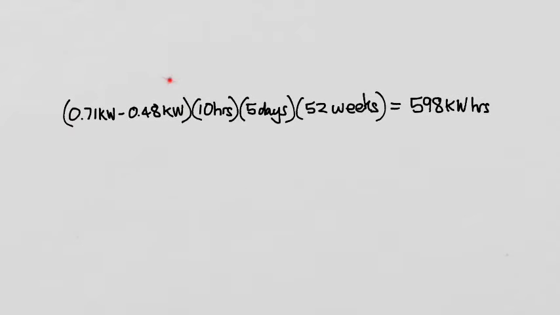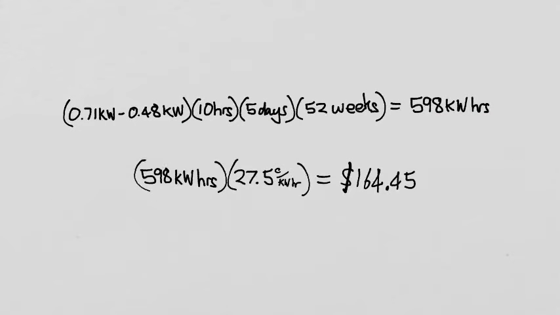The difference between the kilowatt power consumption of the fan on the soiled air conditioner versus the clean air conditioner, when multiplied out by 10 hours a day, 5 days a week, 52 weeks in a year, gives us 598 kilowatt hours per annum. If we consider this with a rate of 27.5 cents per kilowatt hour, the extra cost for running that fan will be $164.45 per year.